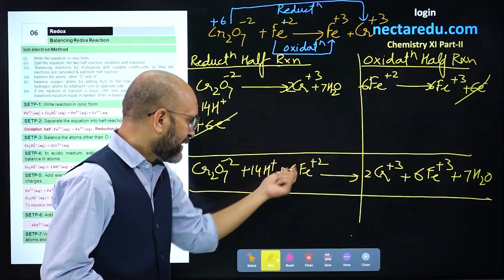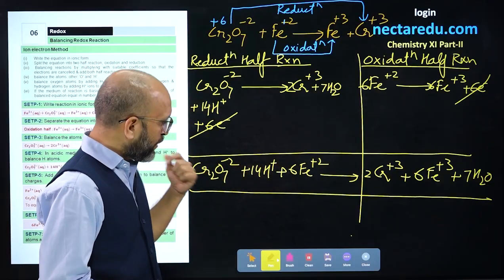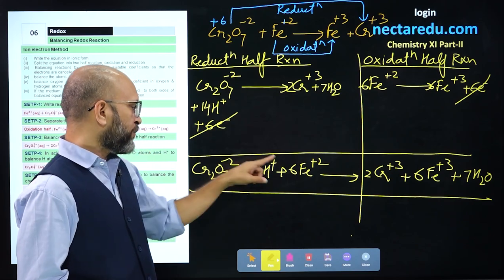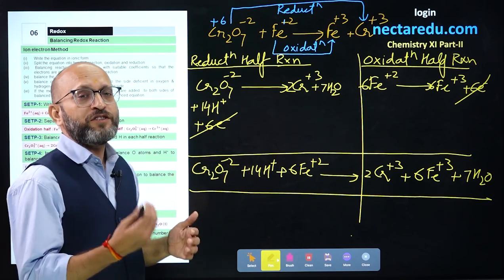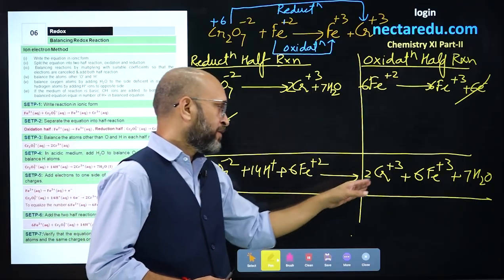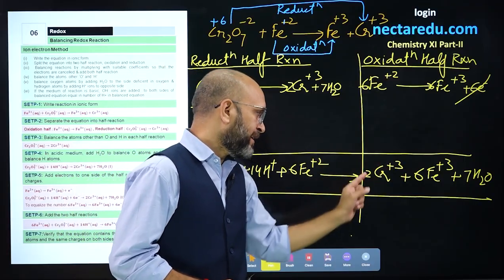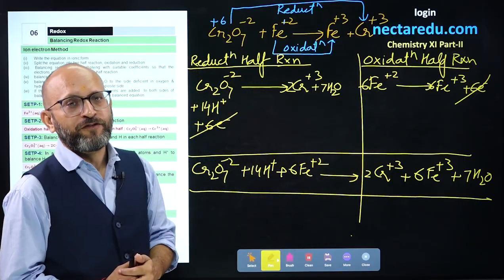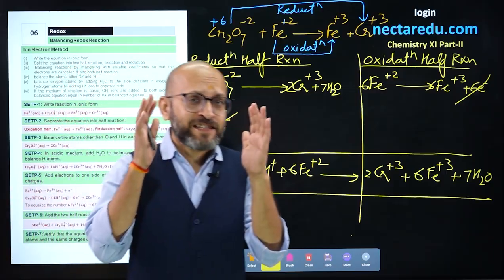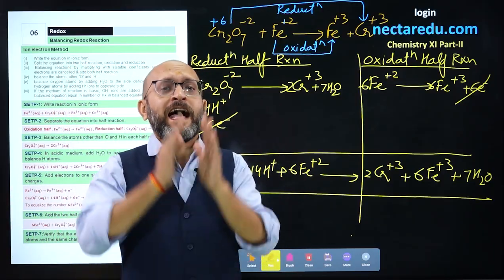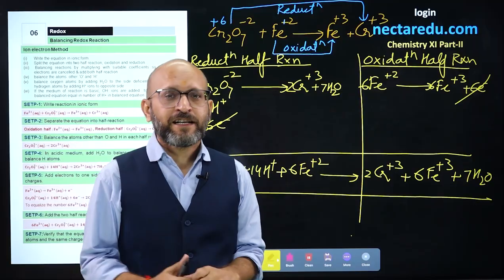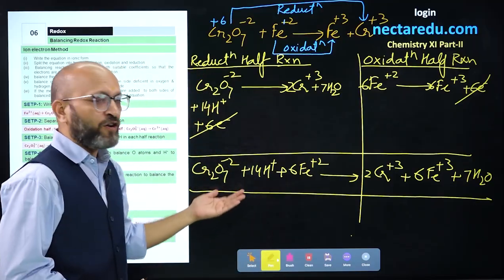-2, and this is 6 times 2 is 12, 12 plus 14, that is 26 positive and 2 negative. That means 24 positive. Let's see: 2 3s are 6, 6 3s are 18, 18 plus 6, that is 24 positive. That means charges are balanced on both sides and atoms are balanced on both sides. So we get a balanced redox reaction.